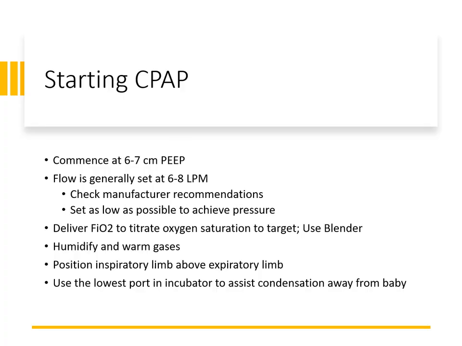So how do we start CPAP? Once we have decided that a baby requires CPAP, we commence at about 6 to 7 centimeters of PEEP. We personally do not use more than 7 in our unit, but there are a few units that can go up to 8. Flow is generally set at 6 to 8 liters per minute. Check again with the manufacturer's guidelines. You can set flow as low as possible to achieve the required pressure. FiO2 has to be titrated to the oxygenation target levels. Compulsorily use a blender.